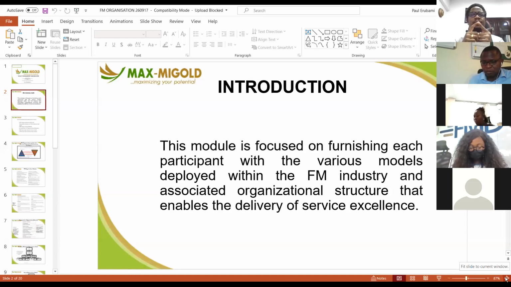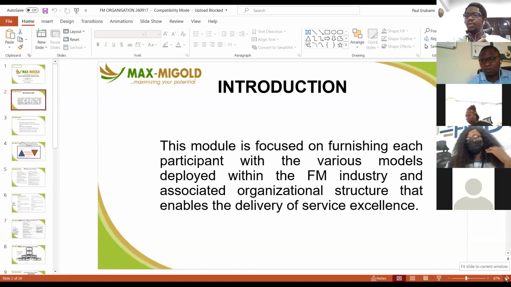So when you get an FM operation to run, there's usually the need to bring people into the operation. You need to organize them. You need to staff the organization. You need to give them assignments, job descriptions. You need to assign various roles. The whole idea is to ensure that you are able to produce the service that team is supposed to deliver, and ensure that everybody pulls together.